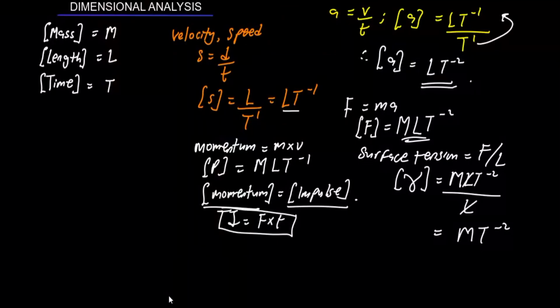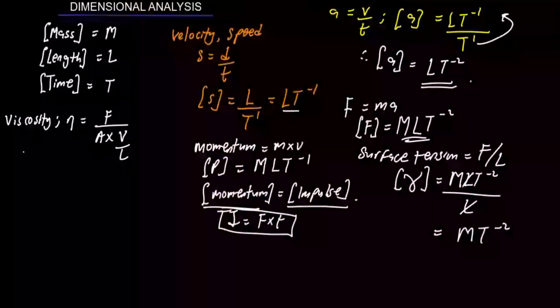Okay, let's look at viscosity. And what's the formula for this? It is force over area times velocity gradient. And that is just velocity over length. So let's go. Remember that this is the dimension of this.